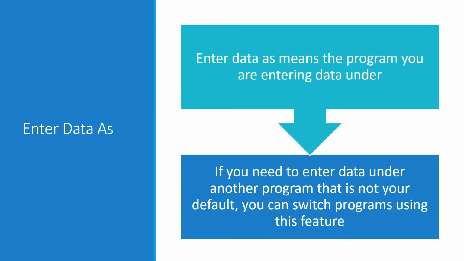Next, we'll cover enter data as. Enter data as means the program you are entering data under in HMIS. Your default EDA or enter data as will be in the top left-hand corner of HMIS when you log in. And so you'll automatically be entering data under that program. But if you need to enter data under another program, you can switch the program you're entering data under or change the EDA. And in the next slide, we'll go over how to do that.